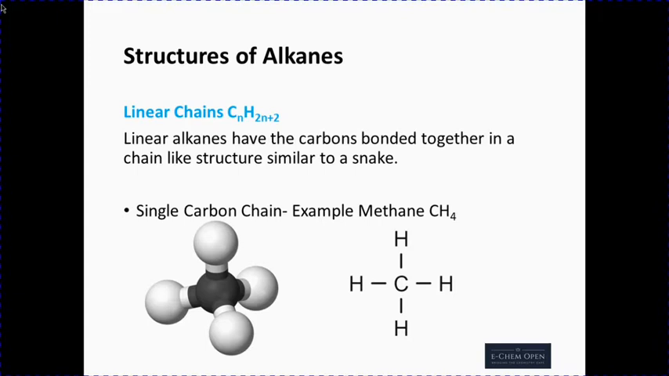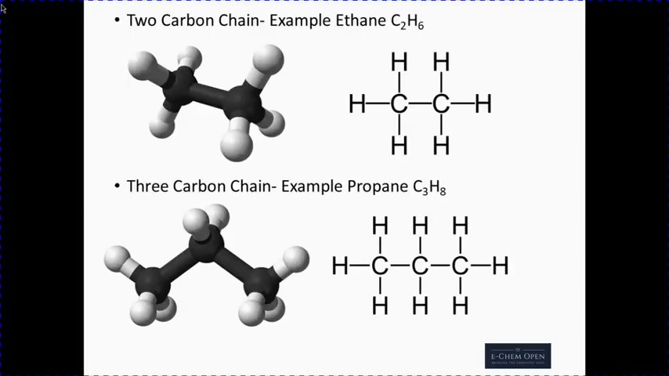Linear alkanes have the carbons bonded together in a chain-like structure similar to a snake. The first structure is a single carbon chain. For example, methane, CH4. Next, we have two carbon chains. For example, ethane, C2H6.